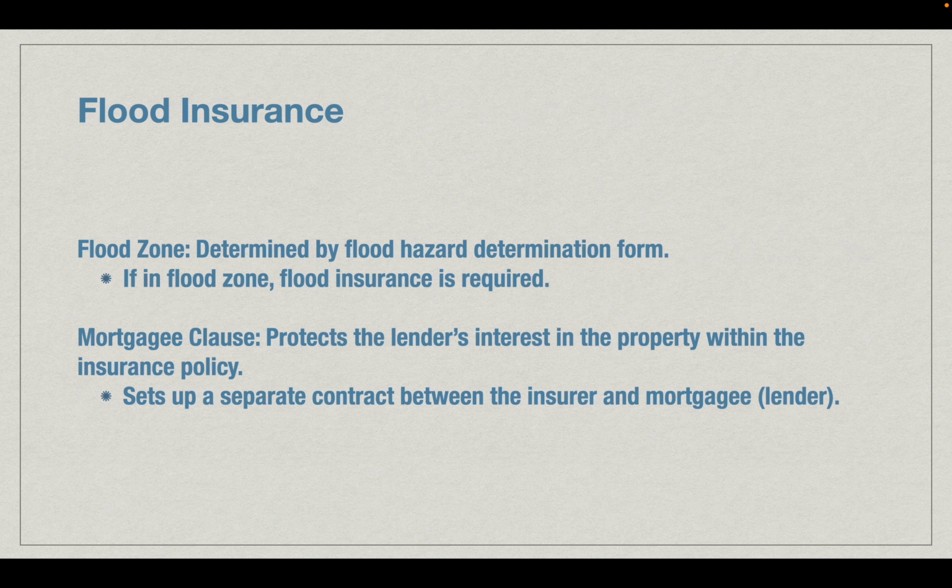If your home is in a flood zone, you'll need flood insurance. The flood zone is determined by a flood hazard determination form. If you're in a high-risk area, this insurance is mandatory. There's also something called a mortgagee clause in the policy, which protects the lender's interest in the property. This clause sets up a separate contract between the insurance company and the lender.